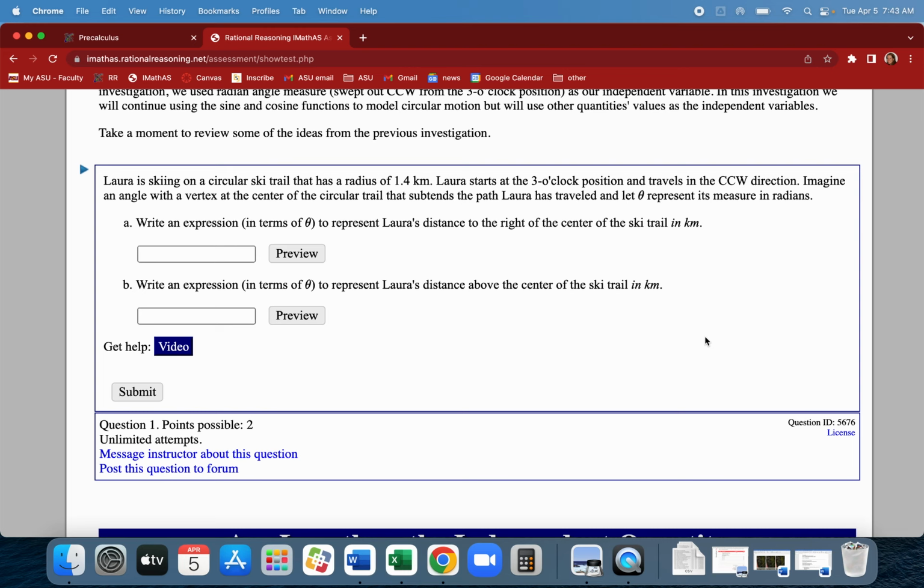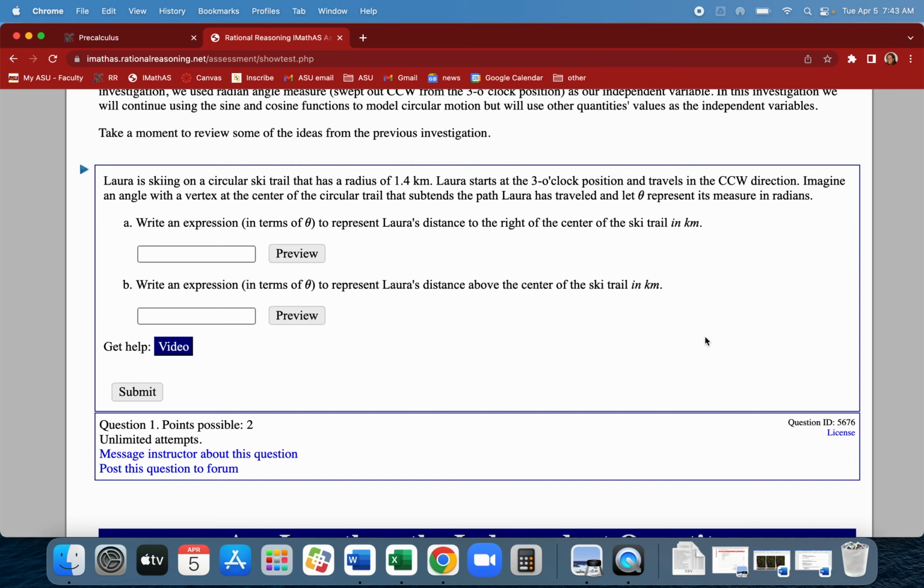So, it could be this picture. And Laura's traveling around this. It's got a 1.4 kilometer radius. That's the only number we've got so far, other than 3 o'clock, which just means that. For these two questions, it says write an expression in terms of theta to represent her distance to the right of the center in kilometers, and to write her distance above the center of the ski trail in kilometers. And so all we have is an angle theta. We don't have a specific number of radians. It doesn't say anything in degrees, it just says theta. Suppose she's traveled through theta.